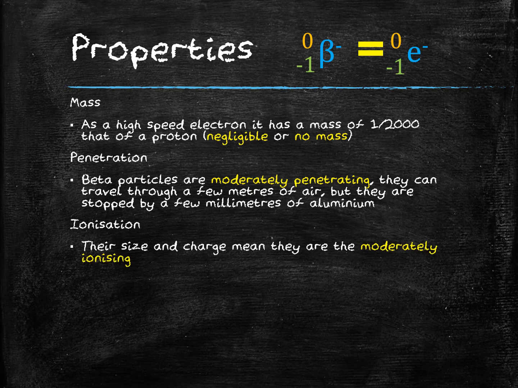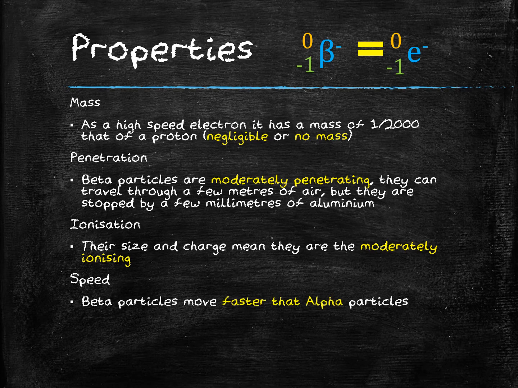Ionization wise, it's moderately ionizing. Its negative charge and its speed mean that if it was to collide with other electrons, it's got a good chance of transferring enough energy for them to escape the atom and therefore make an ion. Speed-wise, they're faster than alpha particles. You need to know comparatively they are faster than the alpha particles.